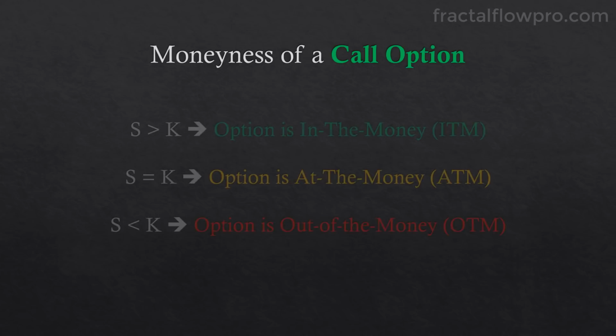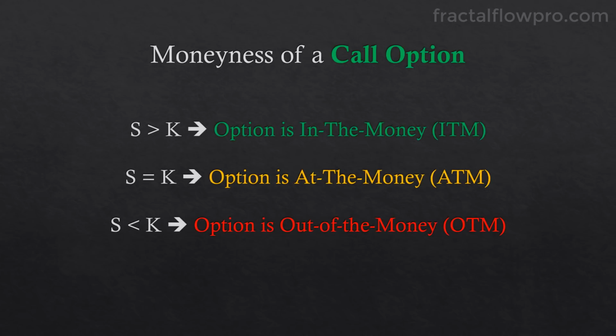Considering that S is the underlying stock price and K is the strike price of the call option, if S is greater than K, the call option contract has intrinsic value, therefore it's in the money. If S is equal to K, the option contract is at the money.